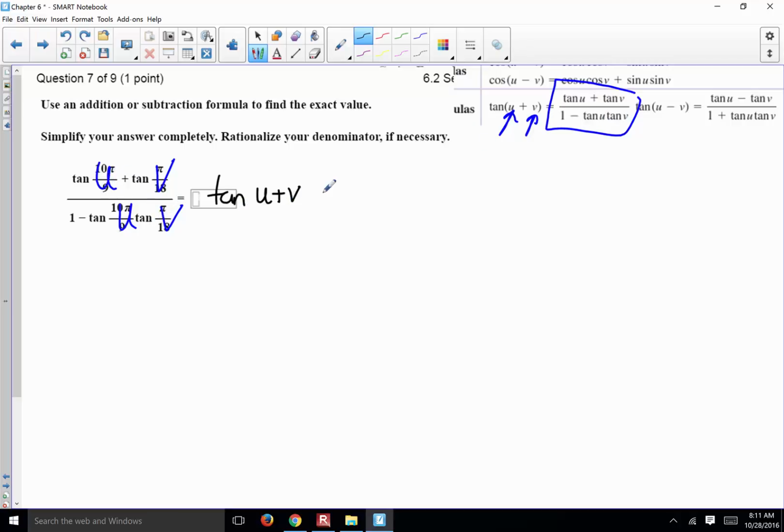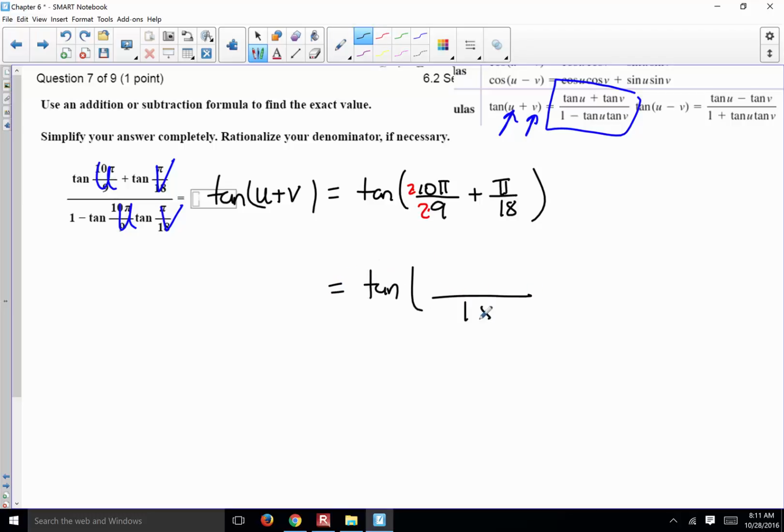U is, what is u? 10 pi over 9? V is pi over 18, right? So we set the common denominators first and get total over the denominator, 21 pi over 18. Good news, there are some common factors you can divide each number with. What is that common factor? 3, right? You can divide by 3.